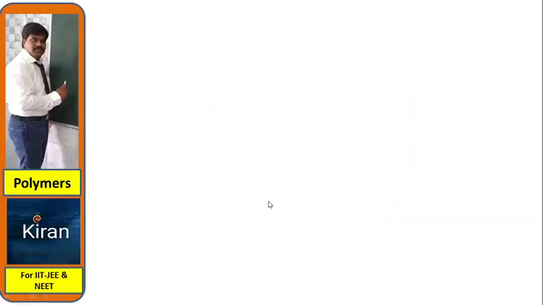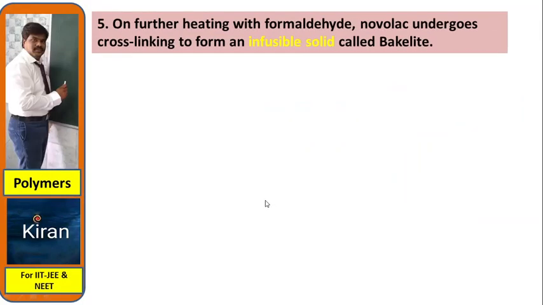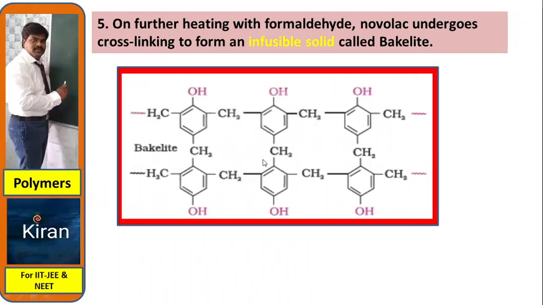See the complete structure of bakelite. On further heating with formaldehyde, Novolac undergoes cross-linking to form an infusible solid called bakelite. Yes, this is the bakelite. The first layer is Novolac. Again, one more Novolac is combined by cross-link with another polymer. You will get a big molecule. This is the structure of bakelite.